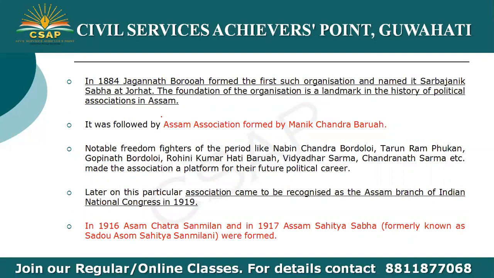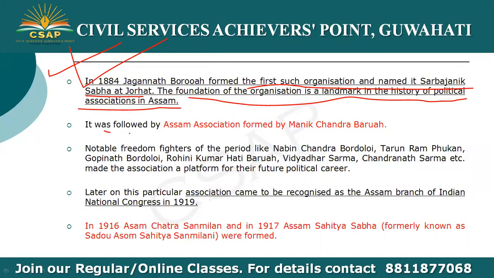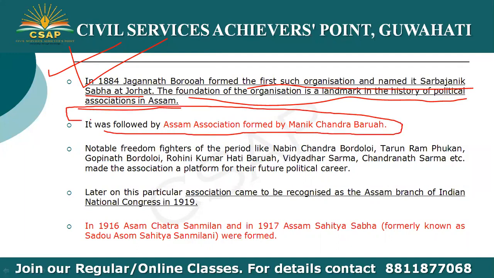So in 1884, Jagannath Borua formed the first such organization and named it Sarvajanik Sabha at Jorhat. The foundation of the organization is a landmark in the history of political associations in Assam. Then it was followed by the Assam Association formed by Manik Chandra Borua. And the Assam Association was joined by noted freedom fighters of Assam like Nabin Chandra Bordoloi, Tarun Ram Phukan, Gopinath Bordoloi, Rohini Kumar Hati Borua, Vidyadhar Sharma, Sonnath Sharma, etc. And these personalities made the Assam Association a platform for their future political career.